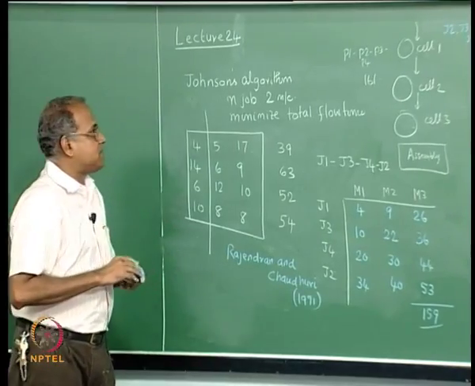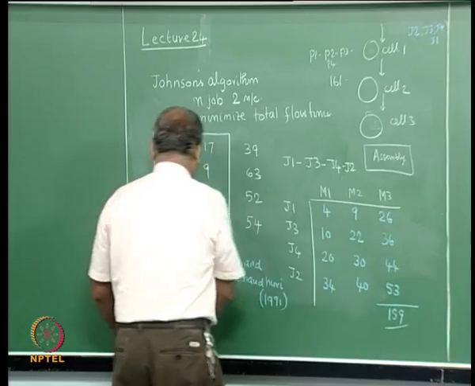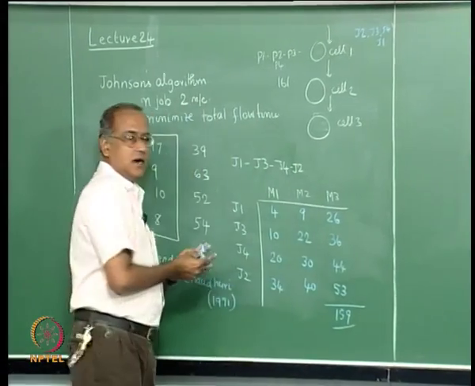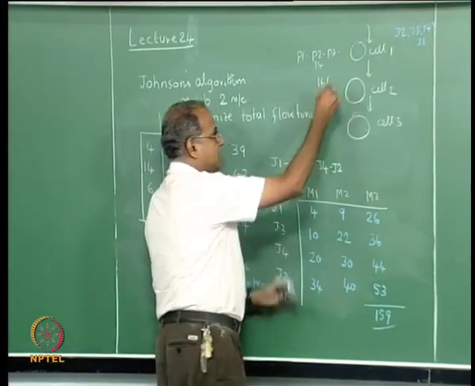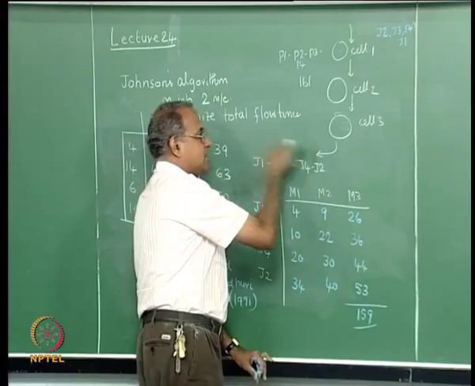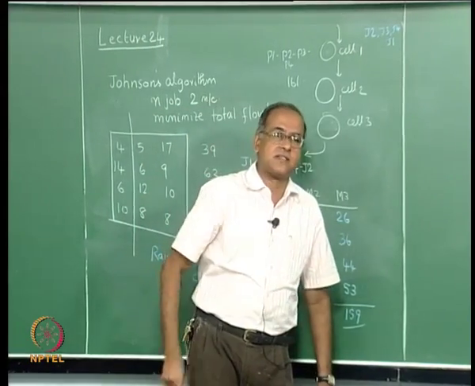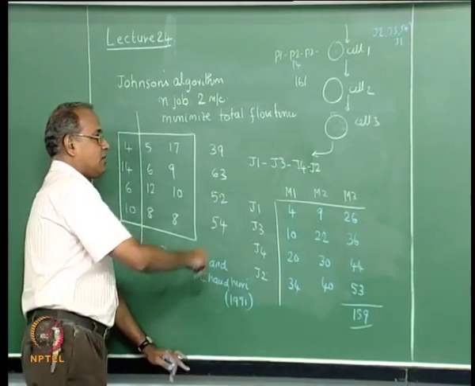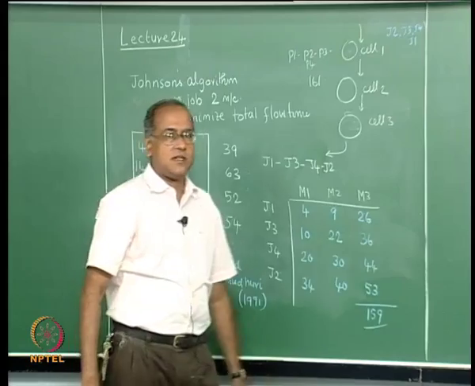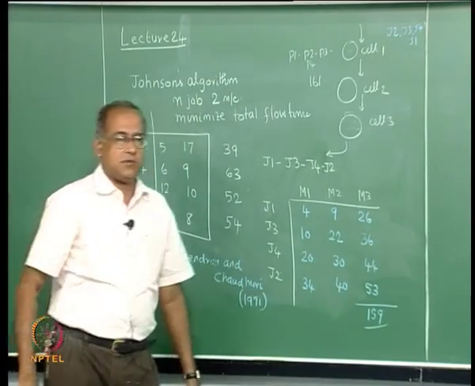Now, the flow time objective essentially says that if each of these 4 jobs complete processing on 3 cells and leave this shop to an assembly somewhere else, then what is the time that they have spent in the system? If they follow the sequence 1, 3, 4 and 2, then the total time that they have spent in the system is 159 time units.